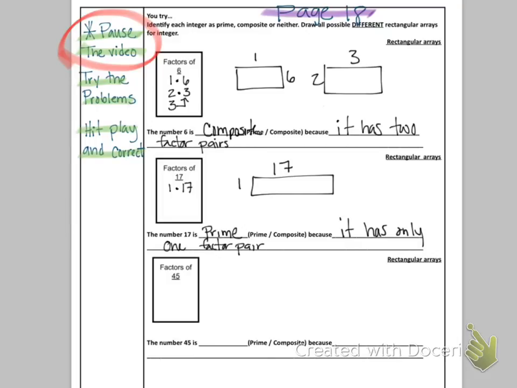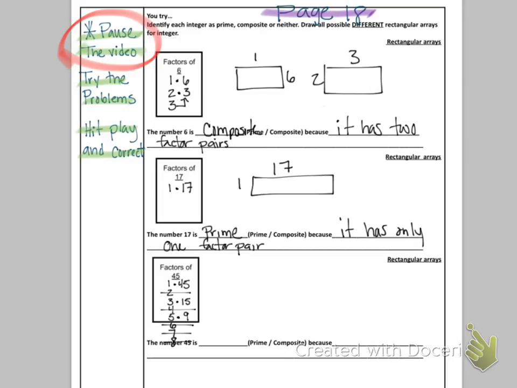And then finally 45. 1 times 45. Do not forget about the 1. 2 does not work. 3 actually works, and if you didn't know, you can always do a division problem. 45 divided by 3 on your calculator and check it out. It's a whole number. It's 15. So 3 times 15 will get you to 45. 4 does not work. 5 is going to be 5 times 9. 6 will not work. 7, 8, and then you're back to 9. So that's how you know you're done.